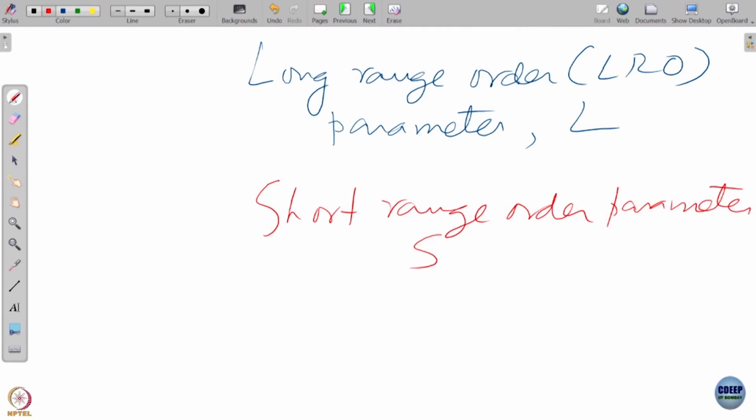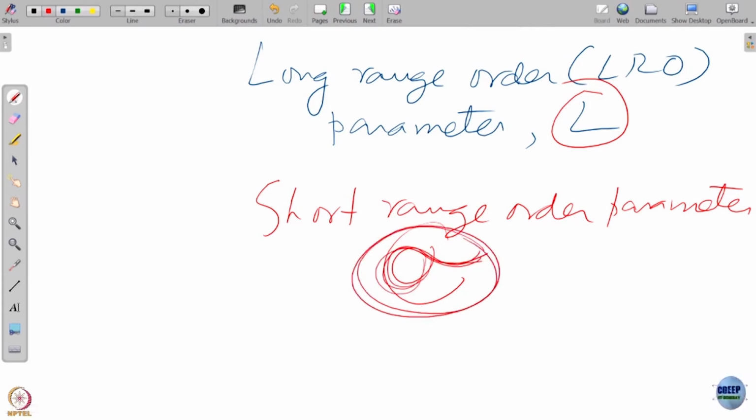Now, I introduce, remember, L for long range and S. I'll change the notation a little bit. I'll again call it sigma, but without a subscript. So, short range order parameter sigma for S, this is the universal notation.